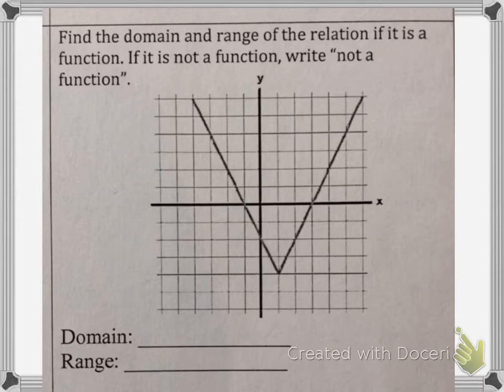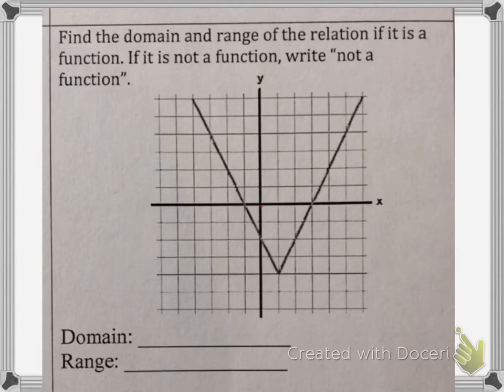All right, last one here. This is my V-shaped graph. It's a relation. Well, if it is a relation, we're going to see if it's a function. If it's a function, we're going to find the domain and range. If it's not a function, then we're going to just say not a function. So vertical line test on this really fast. Vertical line test determines that this is a function. So we do actually need to find its domain and range.